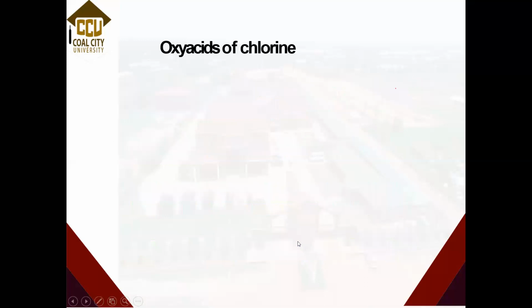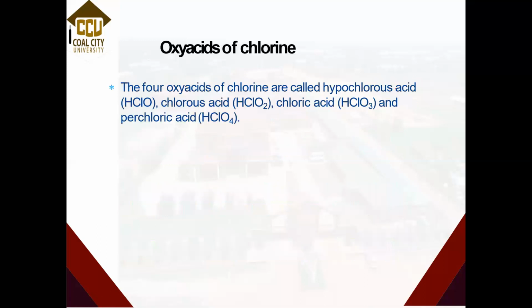So let's see the oxyacids of chlorine. The 4 oxyacids of chlorine are called hypochlorous acid. Those are the 4 oxyacids of chlorine, and you can see them here. This is HClO, that's the hypochlorous acid. Second one is called the chlorous acid, which is your HClO2. The third is called the chloric acid, which is your HClO3, and the fourth one is a perchloric acid. You can see it still follows the same naming I told you.